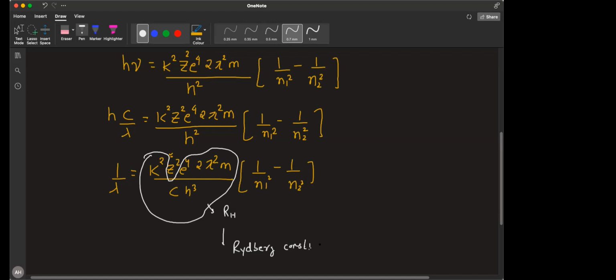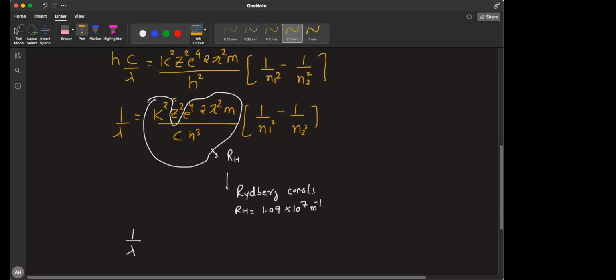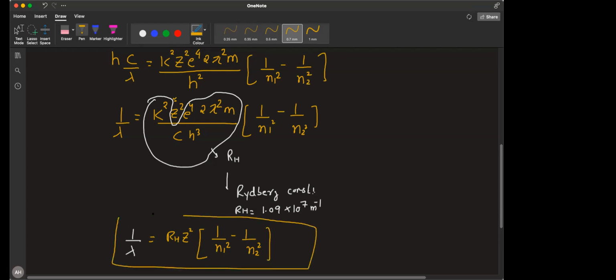The value of the Rydberg constant is 1.09 × 10^7 per meter. So in terms of the Rydberg constant, you can write that 1/λ = R Z² (1/n1² − 1/n2²). So this is the expression of it.